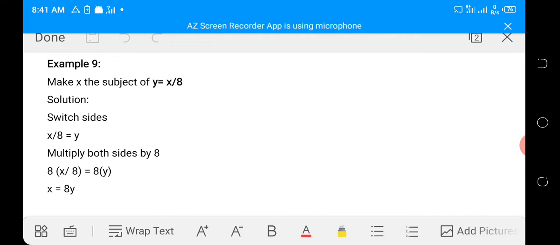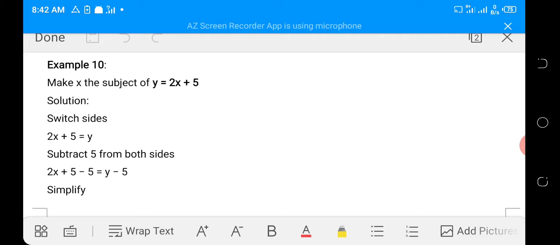Here, x is being divided by 8. So we need to undo this. And to undo the division is to use multiplication. So we are going to multiply both sides by 8. So x over 8 times 8 is equal to y times 8. And that will give us x is equal to 8y. Now, x is the subject of the formula and is given by 8y.